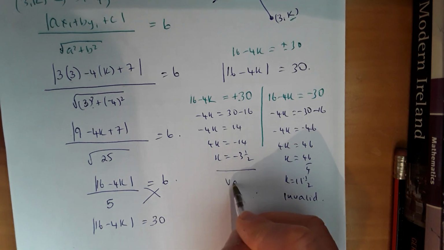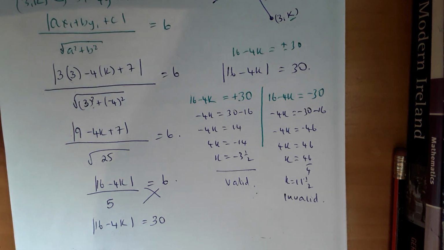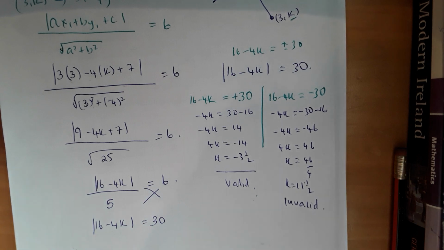So this is my valid answer. So k is equal to minus 3.5. Is that okay? That's the first one done now, right? So we move on now to example number 2.